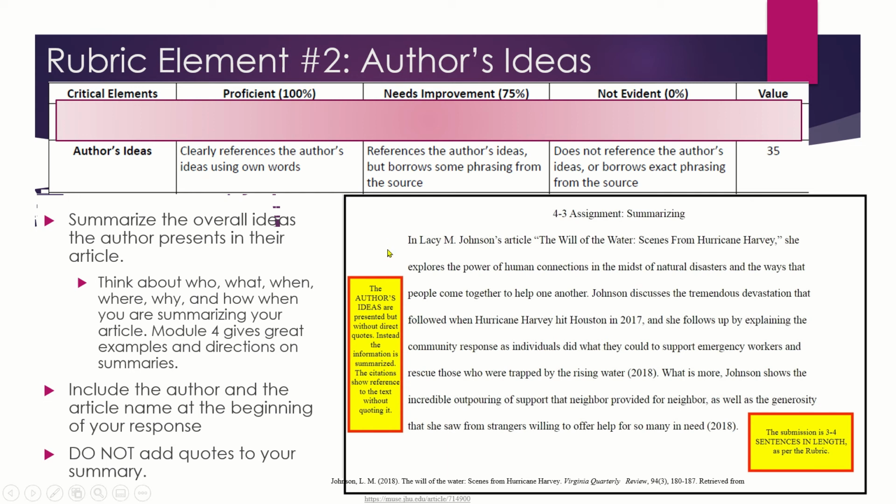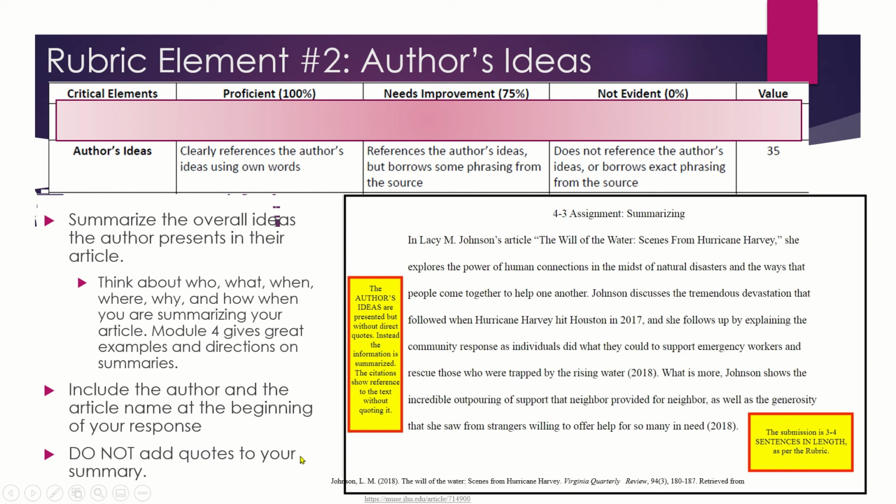I'm going to read the beginning of this student example here really quick to show you what I mean. So here the student says, in Lacey M. Johnson's article, The Will of the Water, Scenes from Hurricane Harvey, she explores, and then she keeps going. So please make sure your summary has the title of the article and also has the author's full name included within your summary. That is important because it gives the reader context of what it is you're analyzing.